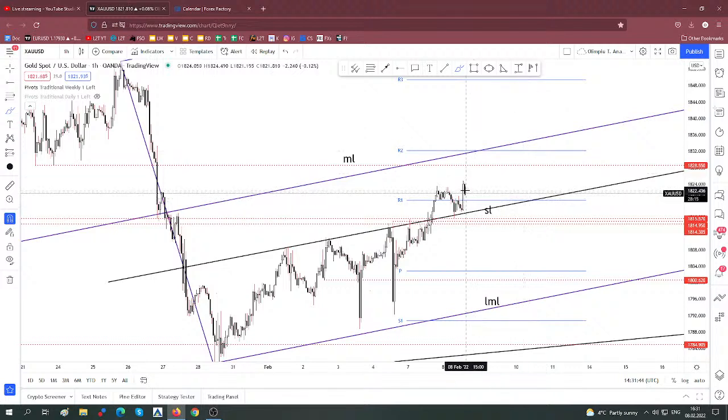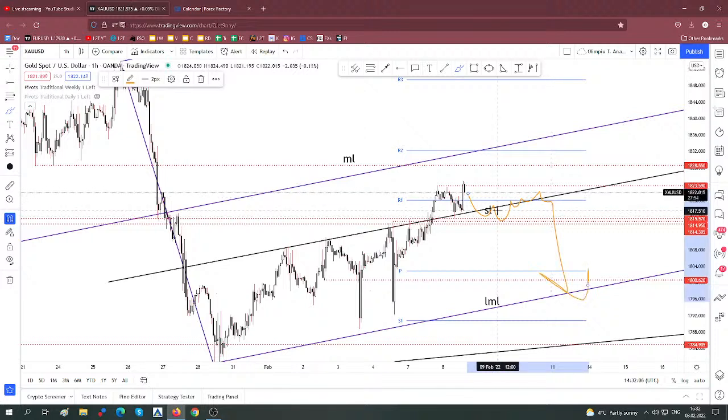That's why I'm still waiting here, and I don't want to go long, because in my opinion we have 1823.59 as a static resistance, failing to close and stabilize above it, followed by something like this, dropping and stabilizing below the inside sliding line.